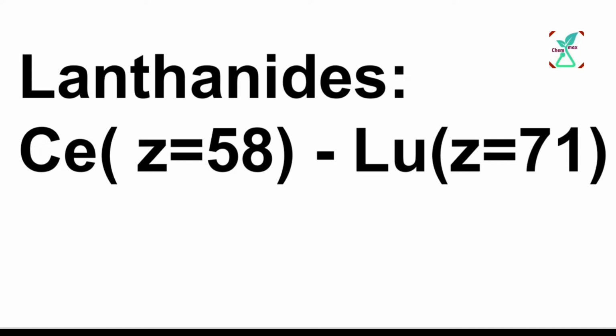The series involving the filling of 4f orbitals following lanthanum is called the lanthanide series. The elements present in the series are called lanthanides. There are 14 elements in this series, starting with cerium and ending with lutetium. That means after lanthanum, cerium to lutetium are called lanthanides, and these are also called rare earth elements.